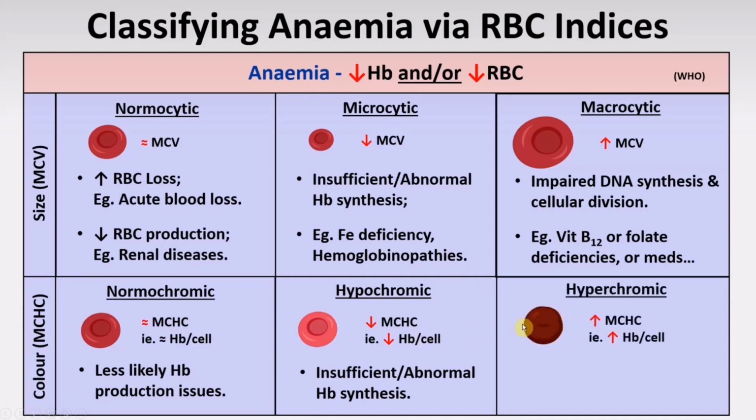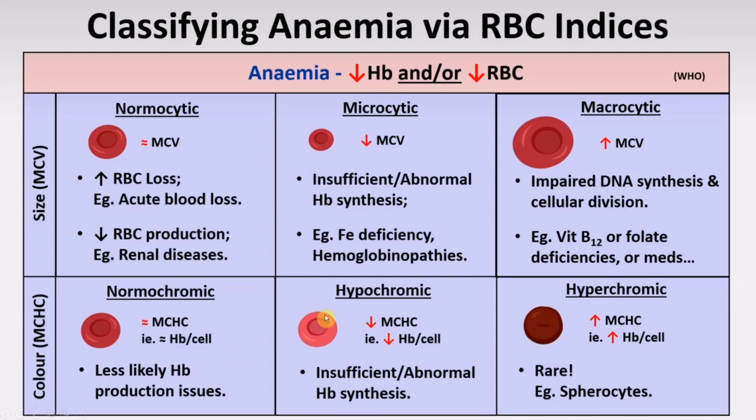Other than hypochromic anemia, sometimes you can have hyperchromicity as well. This is rare, like what I've mentioned before. Your MCHC is higher than usual. That's an indication that there's too much hemoglobin in the cells. This is rare and only seen in spherocytes. Right? Spherocytes are essentially red blood cells that have lost their biconcave shape.